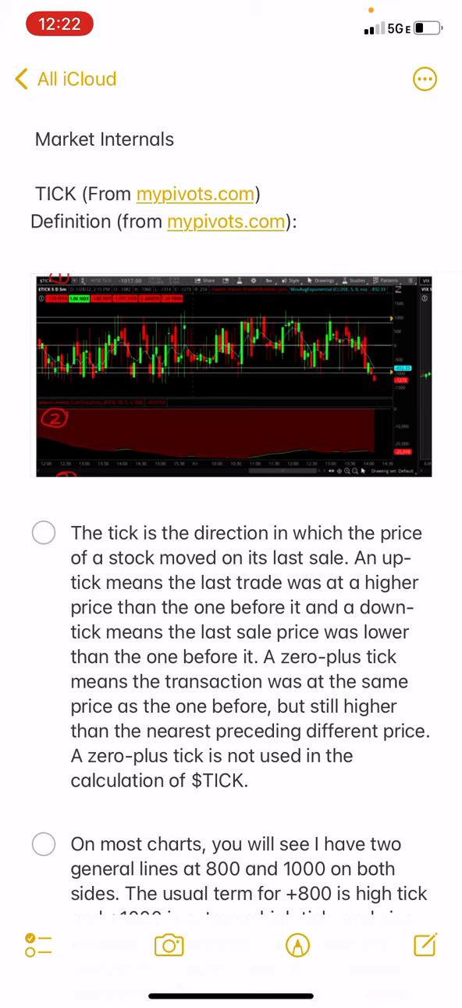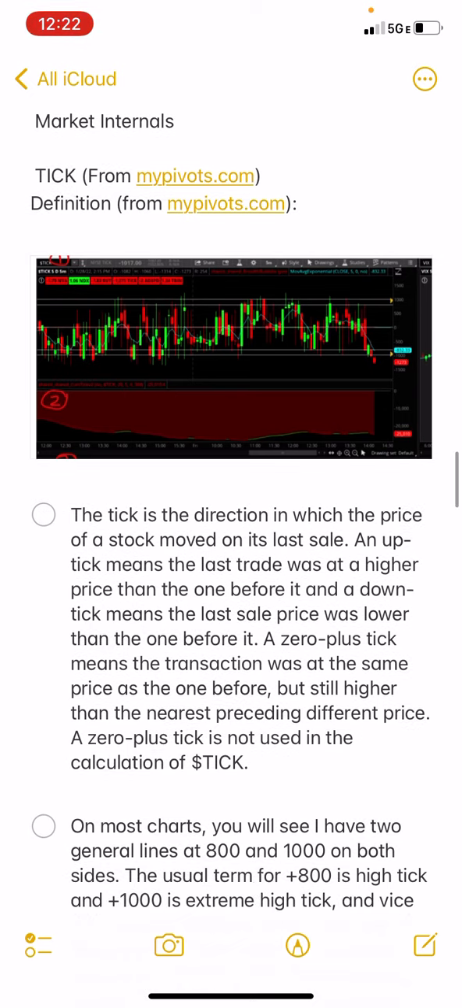So let's go over ticks here. Ticks is basically the direction in which the price of a stock moved on its last sale, okay? An uptick means the last trade was at a higher price than the one before it, and a downtick means the last price was lower than the one before it. A 0+ tick means the transaction was at the same price as the one before, but still higher than the nearest preceding different price. So a 0+ tick is not used in the calculation of tick, okay?